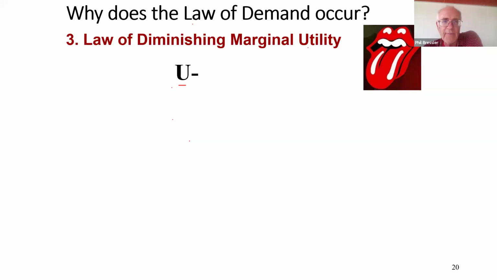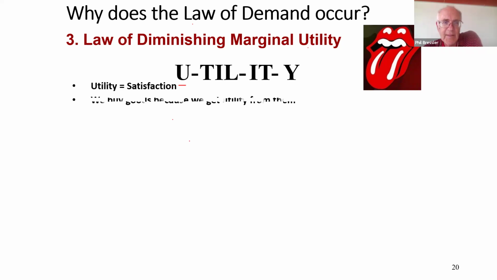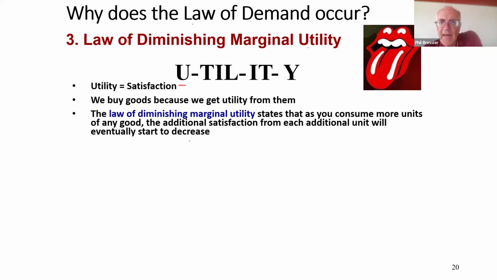So the law of diminishing marginal utility is, as you consume more units of any good, the satisfaction eventually starts to decrease. You could think, I love donuts, but after a while, I've had enough. So I don't want another one.